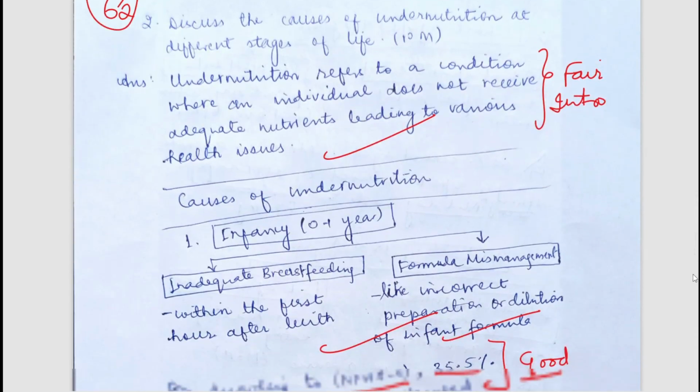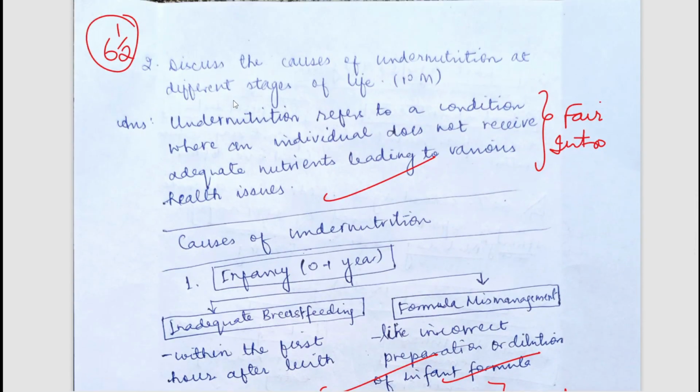The next question is: causes of undernutrition at different stages of life. So we all know what undernutrition is: when an individual does not receive an adequate amount of nutrients, leading to various health issues. So what are the causes of undernutrition at different ages?